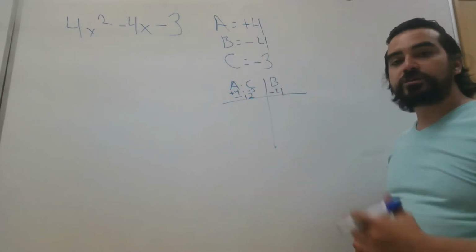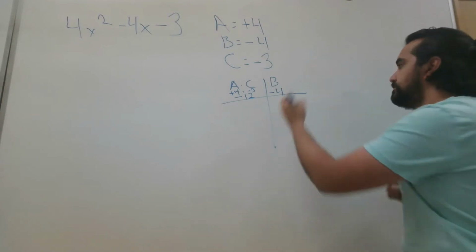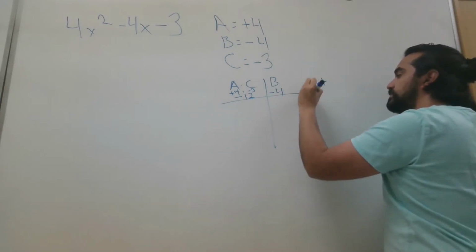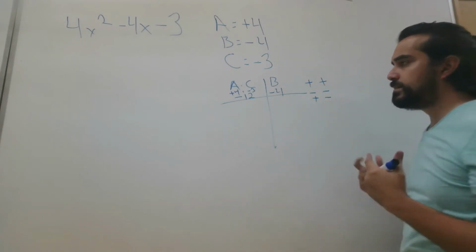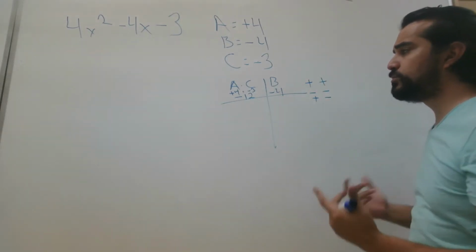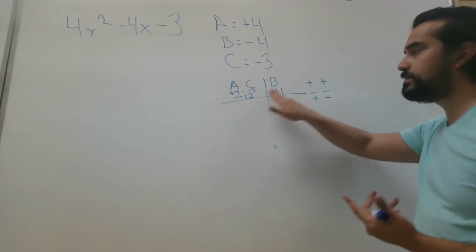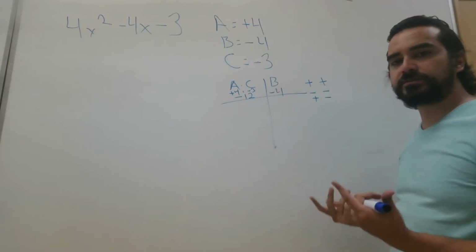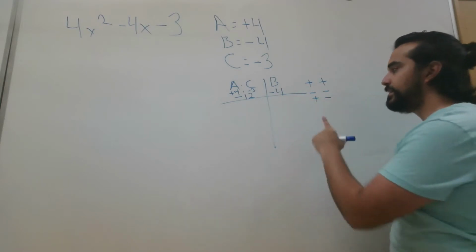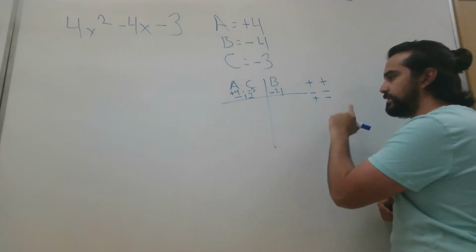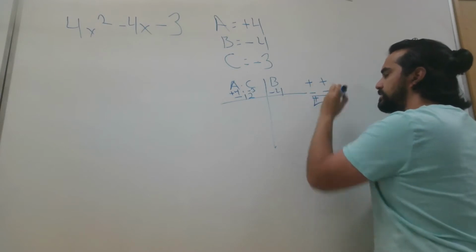Now, let's go ahead and write our signs. Positive times positive, negative times a negative, and positive times a negative. I'm looking for two signs that multiply and give me a negative. Positive times a positive is a positive. Negative times a negative is a positive. And positive times a negative is a negative. So we're going to go ahead and use these.